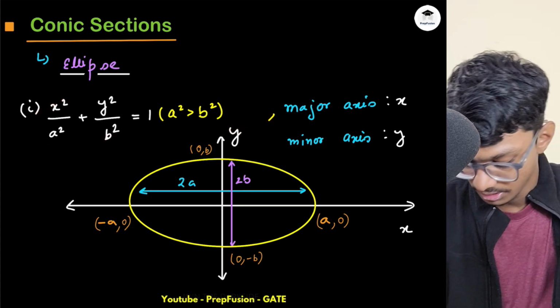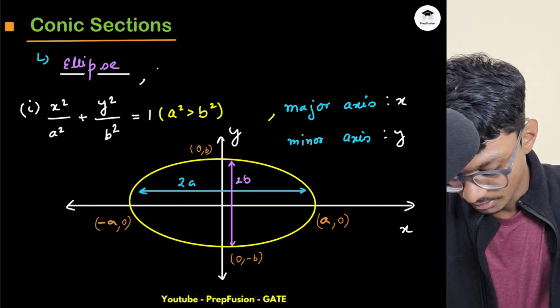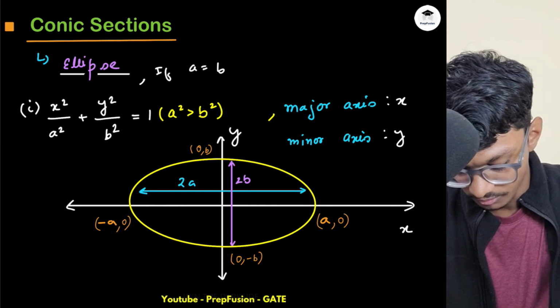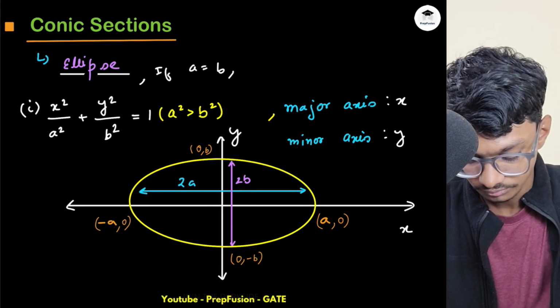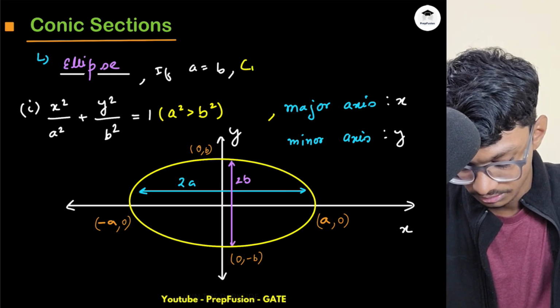Now if my a is equals to b, what shape do we get? We get a circle, right? We get a circle.